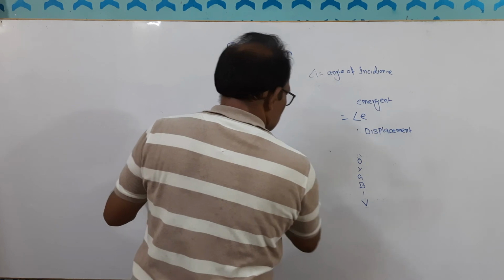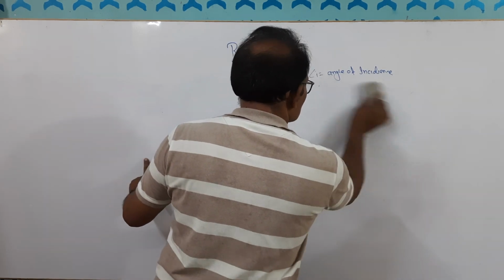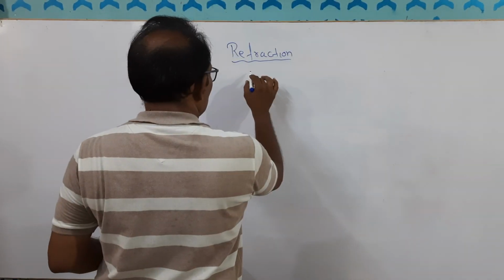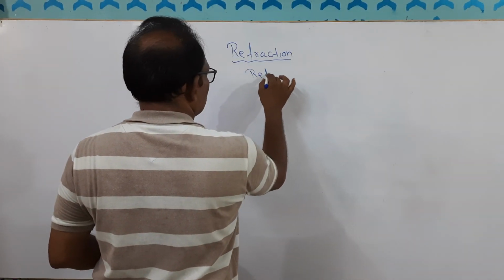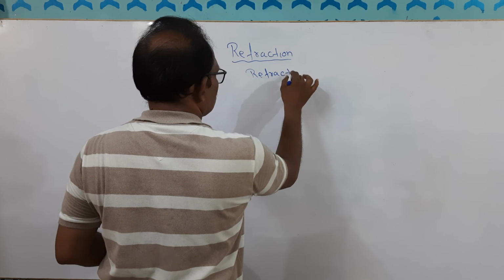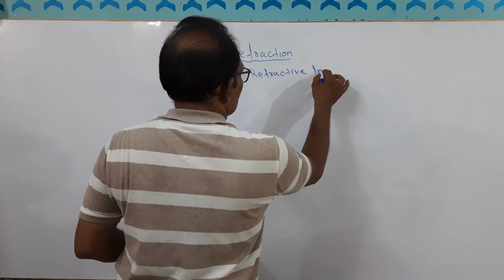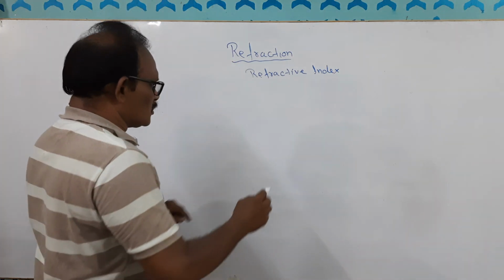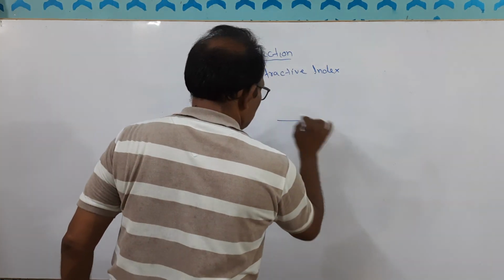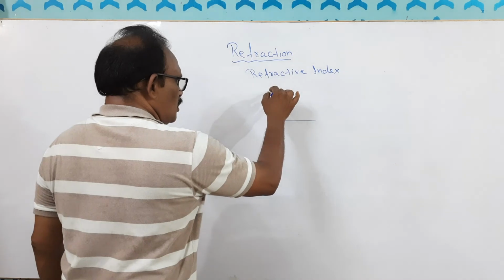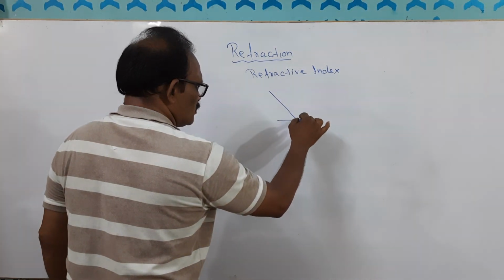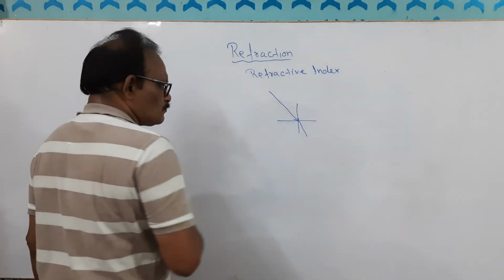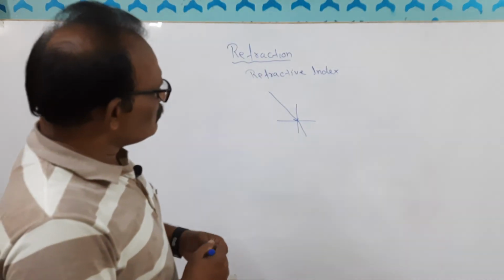Now the second part of this, we will learn refractive index. What is refractive index? You know, same thing we will continue. Suppose this is a medium, a ray of light travels here and it bends towards the normal. Okay. Now what is refractive index?